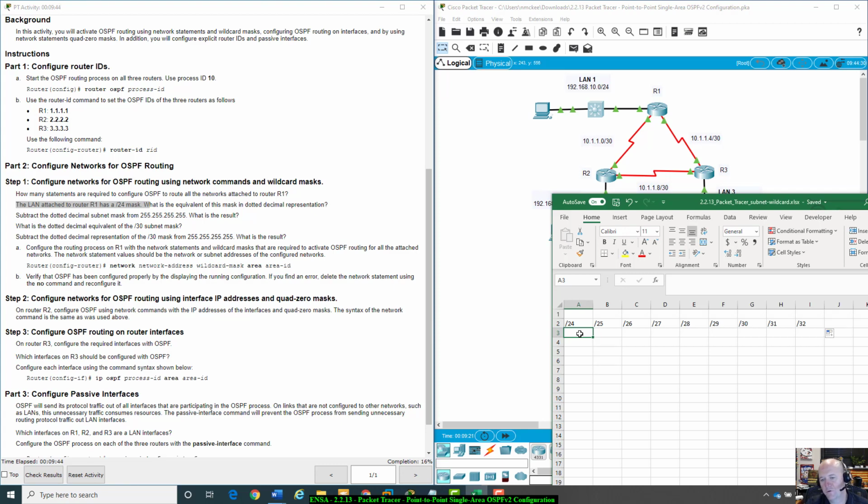And now this is referring to the 4th octet, because all the other octets are going to be 255.255.255.0. All right, so /24 is going to be .0, /25 is going to be 128, /26 is 192, /27 is 224, 240, 248, 252, 254, and 255.